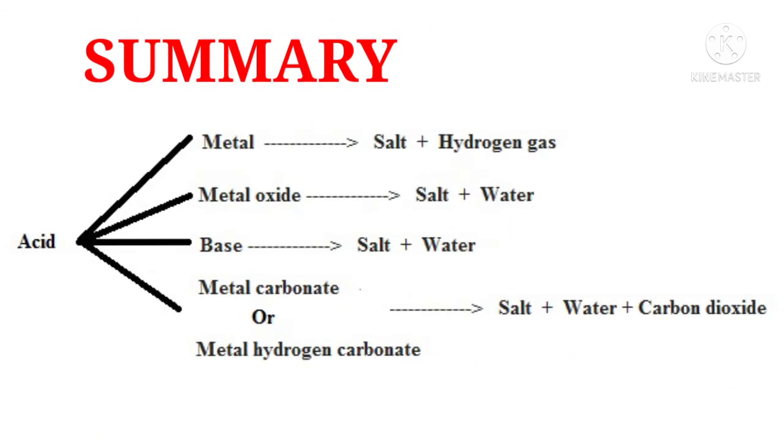Here I have summarized all the chemical properties of acids. This is very helpful for you to remember all the concepts related to the chemical properties of acids. When acid reacts with a metal, it forms salt and hydrogen gas. Acid reacts with metal oxide to form salt and water. Acid reacts with a base to form salt and water. Similarly, acid reacts with metal carbonate or metal hydrogen carbonate to form salt, water and carbon dioxide.